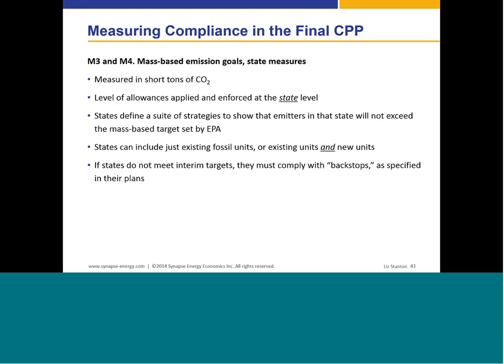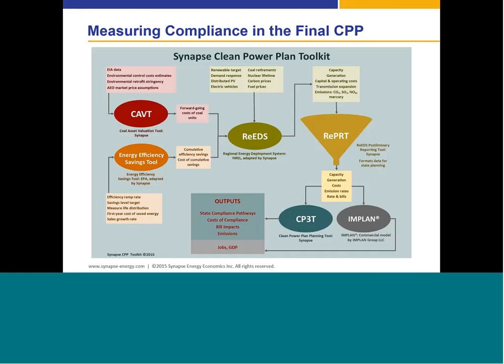M3 and M4 are what are called state measures, and so here the states can demonstrate that they have a variety of different policies that will have the effect of reducing their emissions to this level. So it's a different way of demonstrating to EPA that you have the right goals and programs in place in order to meet your objectives. So I think that got us through the end of it.